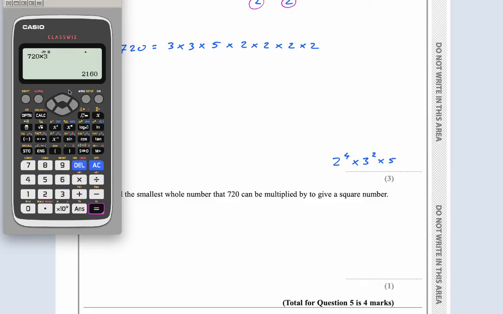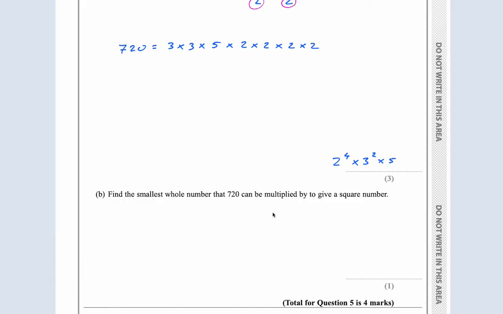720 times 3. Is that a square number? No. Maybe do check it. So just do square root answer. No. Let's do 720 times 4. Is that a square number? Get the square root of the answer. No. 720 times 5. Okay, this actually is a square number, guys, and I know what it is. The square root of this is 60. So 60 times 60 is 3,600. Just check. There you go, 60. So the answer is 5.